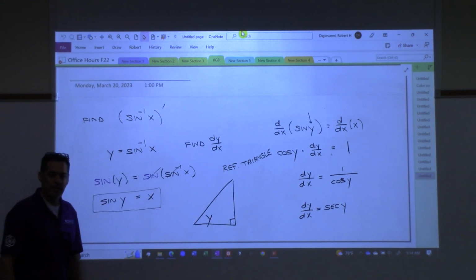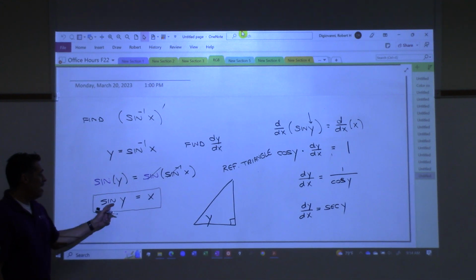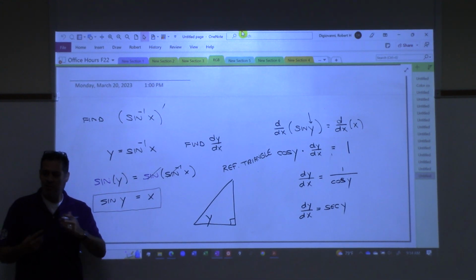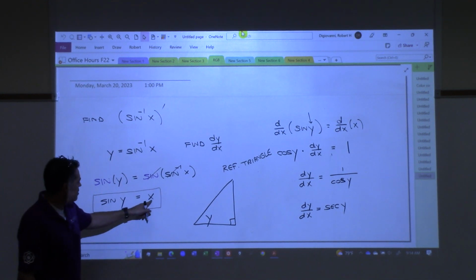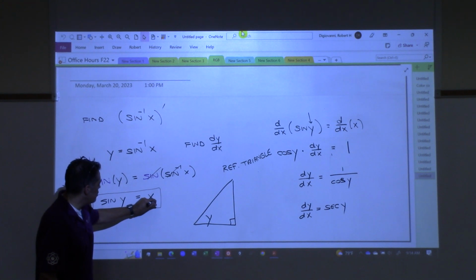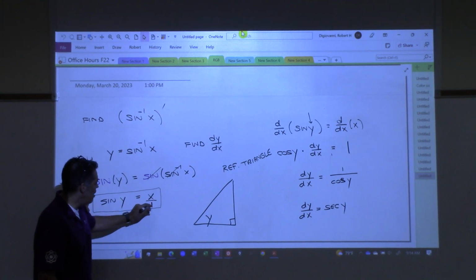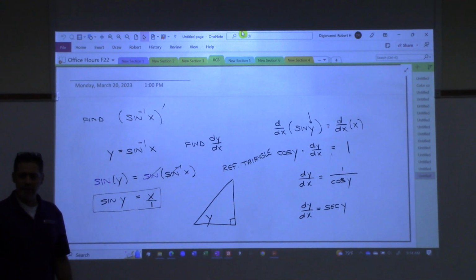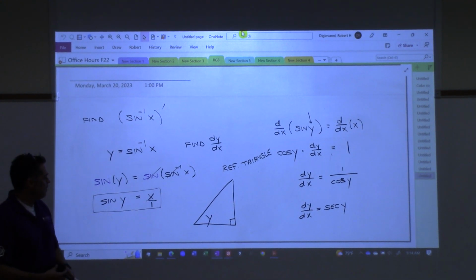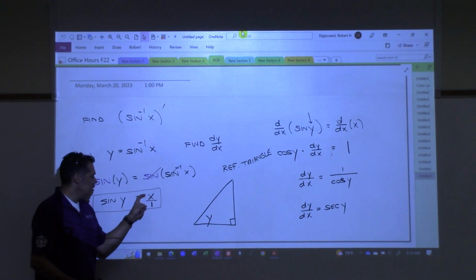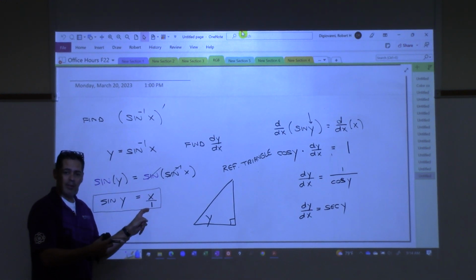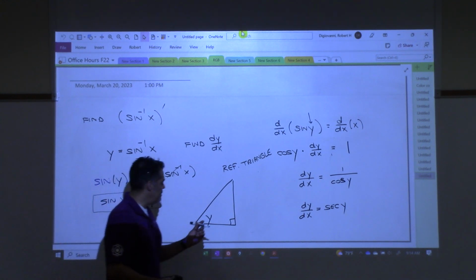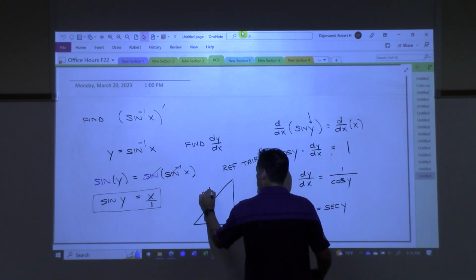That angle is y. Now, sine, by definition, is which side of the triangle divided by which? SOHCAHTOA. Opposite over hypotenuse, right? So look at the other side here. X, I want you to look at that as a fraction. X over 1, right? That's the way you could rewrite x. And if you do it that way, you can look at the x as being the opposite, and then you can look at 1 as being the hypotenuse, right? So I'm going to label my triangle like this.